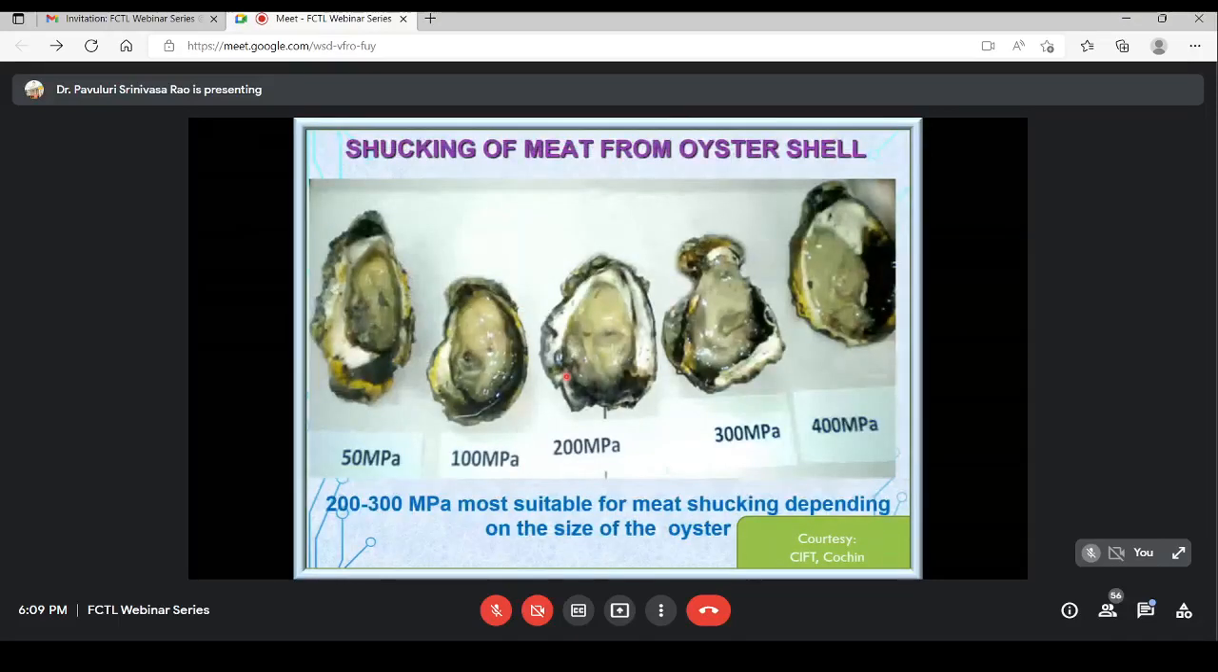Similarly, one example I was telling about is the shucking of oyster. Here 200 to 300 megapascal was most suitable for the meat shucking, depending upon the type and size of the oyster. So by treating this, you have a dual advantage in terms of microbial reduction. At the same time, the meat can be extracted 100%. So this is one of the major outcomes from this study.